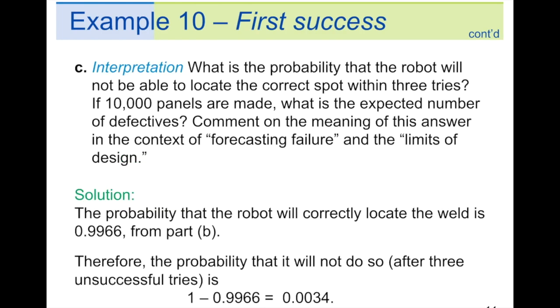What is the probability that the robot will not be able to locate the correct spot within 3 tries? If 10,000 panels are made, what is the expected number of defectives? Comment on the meaning of this answer in the context of forecasting failure and the limits of design. The probability that the robot will correctly locate the weld is 0.9966. Therefore, the probability that it will not do so after 3 unsuccessful tries is 0.0034.